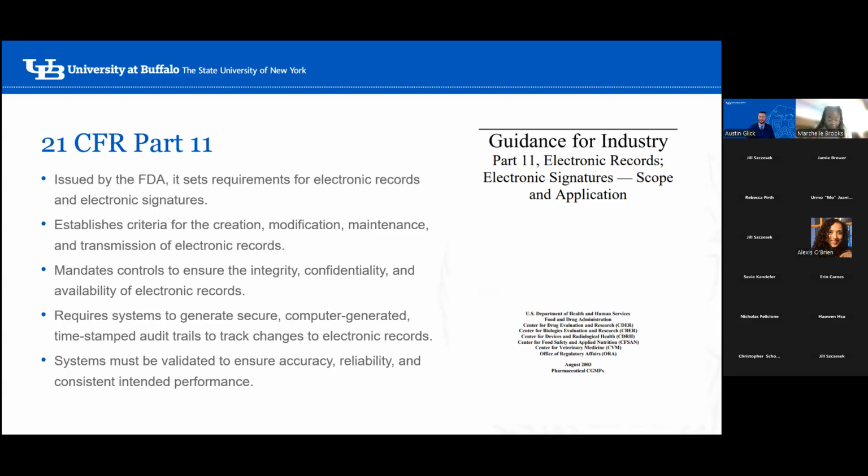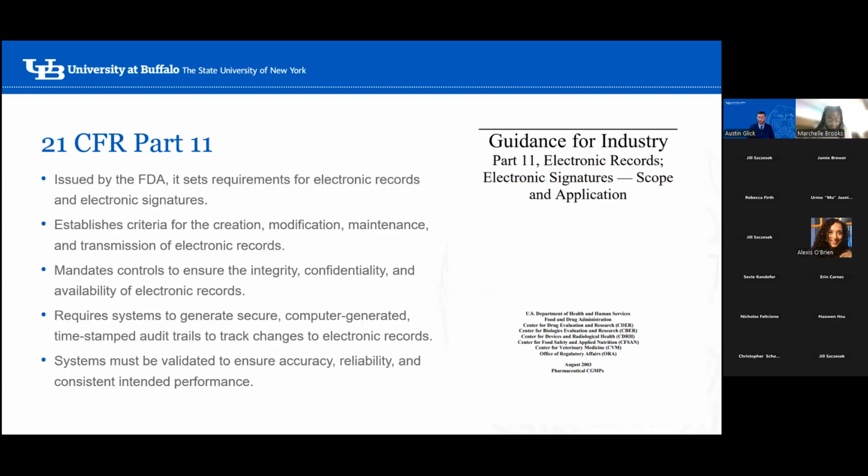This is issued by the FDA. It sets requirements for electronic records and electronic signatures. It establishes the criteria for the creation, modification, maintenance, and transmission of electronic records. It mandates the controls to ensure the integrity, confidentiality, and availability of those electronic records. And it requires systems to generate secure, computer-generated, time-stamped audit trails to track changes to electronic records.